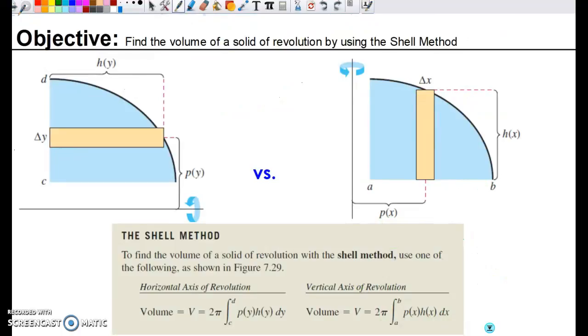So in summary, this is what the shell method is all about. If you have horizontal rectangles, and you want to rotate it around a horizontal axis of rotation, you're going to use the shell method in terms of functions of y. 2 pi from c to d of p(y) h(y) dy. Whereas if I have vertical rectangles and a vertical axis of rotation, I'm going to use 2 pi from a to b of p(x) h(x) dx.